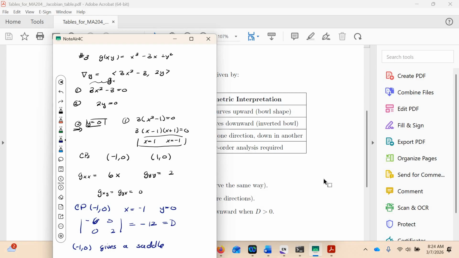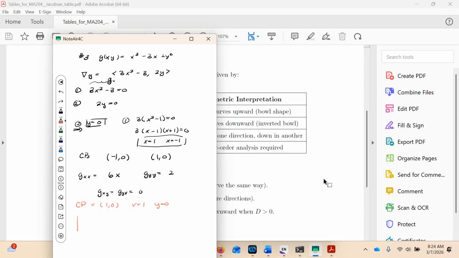So let me pop this back up. Then let's go to the second critical point. I'm going to erase this so I have all my work on the same page. So you can pause me, thank goodness. The other critical point was CP equals (1, 0), or x equals 1, y equals 0.